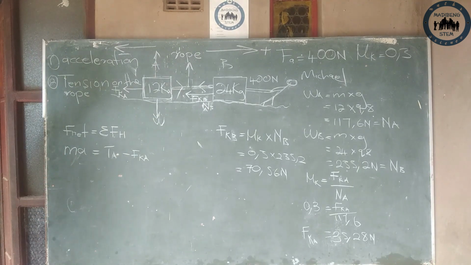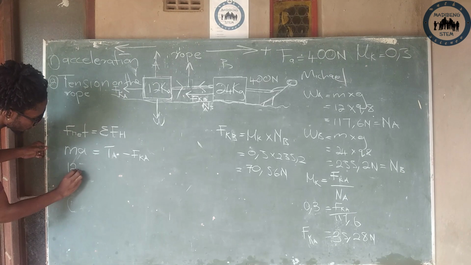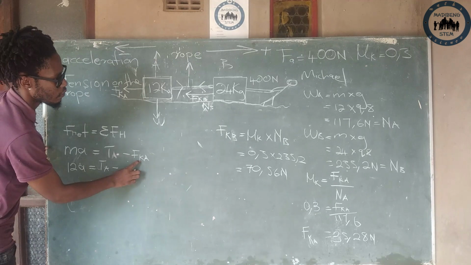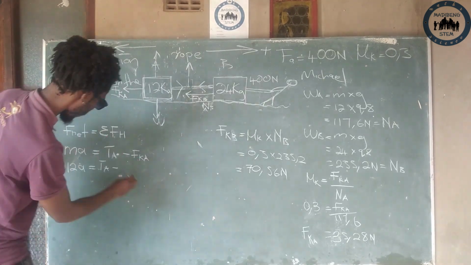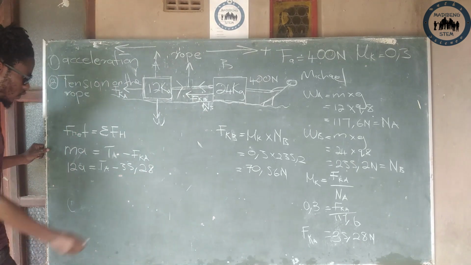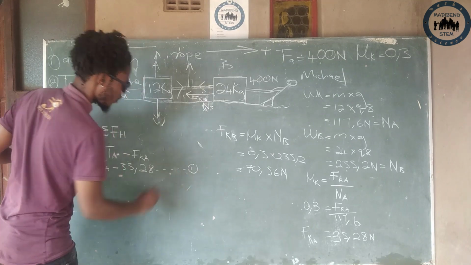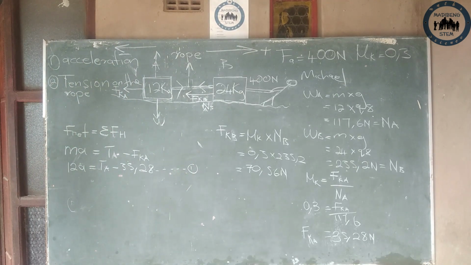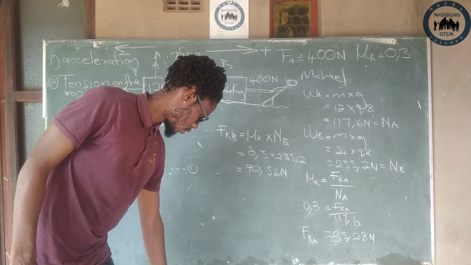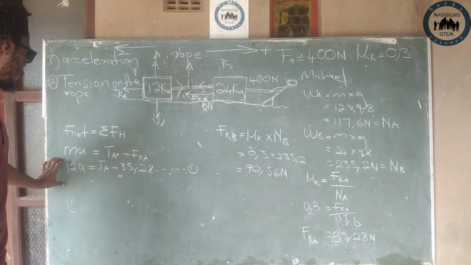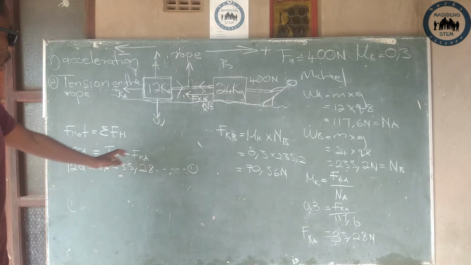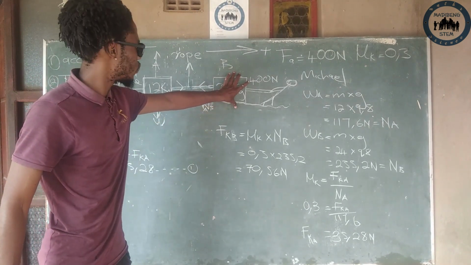Let's substitute. What is our mass here? It's 12, so 12a is equal to TA minus the frictional force for A, which is 35.28. This is our first equation. We formulated this equation, so this is equation 1. Now I'm going to this object.